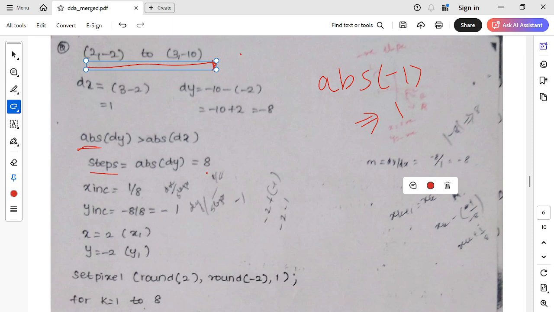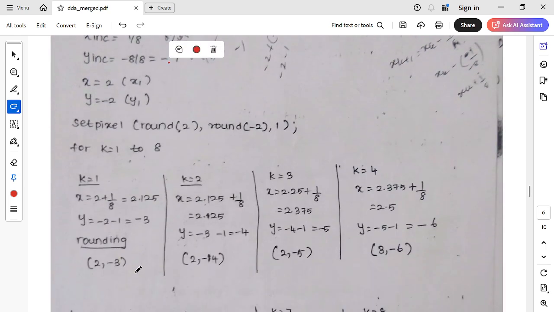So if I'm getting the absolute value of minus 1, then the answer will be 1 only. And from this question, I'm going to calculate the steps, that is, the number of iterations, which comes out to be 8. Next, you're going to find the x increment and y increment values, and then find the discrete points from k equal to 1 to 8.